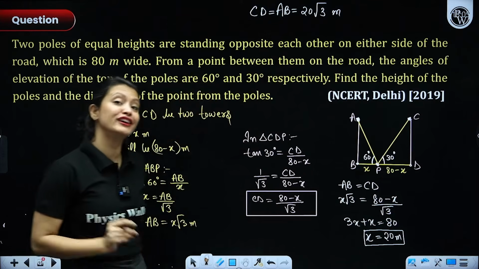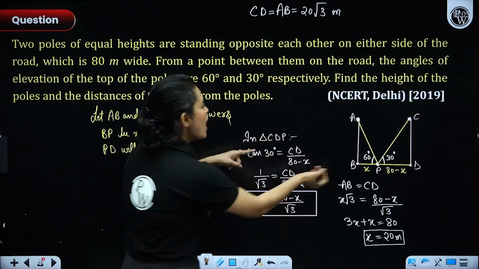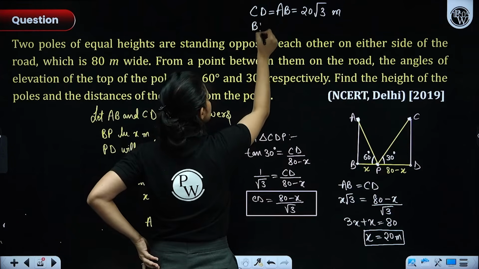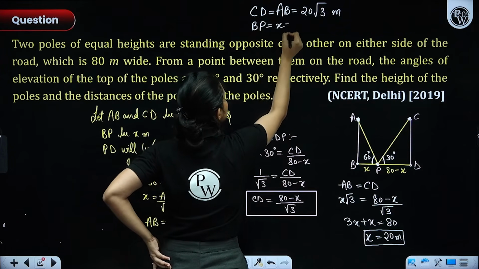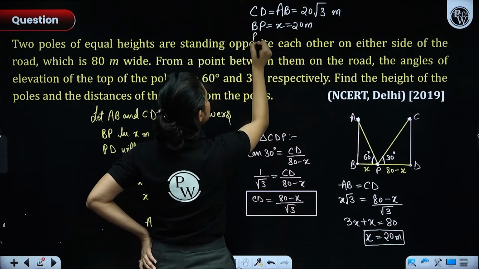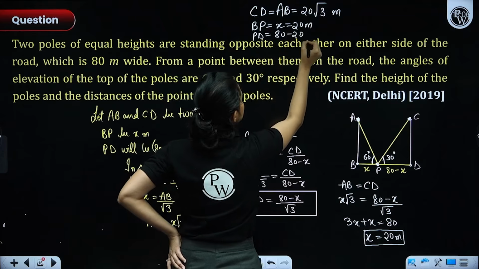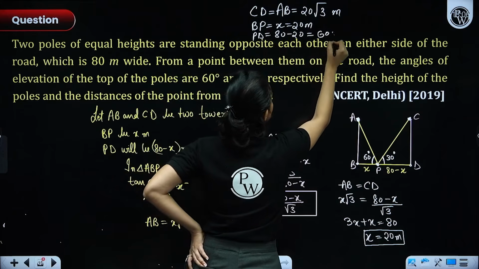Now I have to figure out the distance of point P from both the poles. So I have to figure out BP first, but BP is very easy, it's x only, so it would be equal to 20 meters. And what would be PD, everyone? PD would be equal to 80 minus x, that is 80 minus 20, so that is equal to 60 meters.